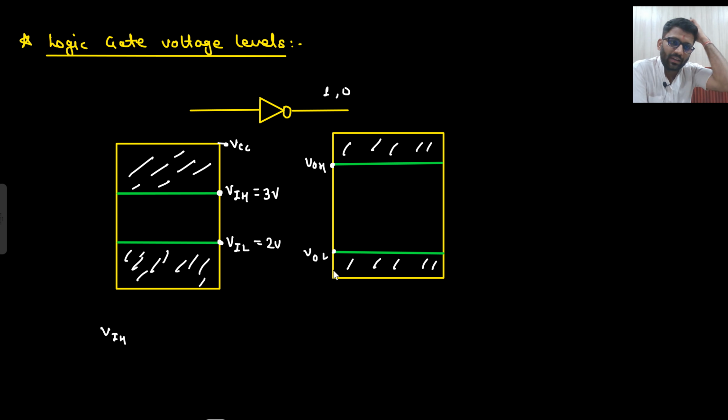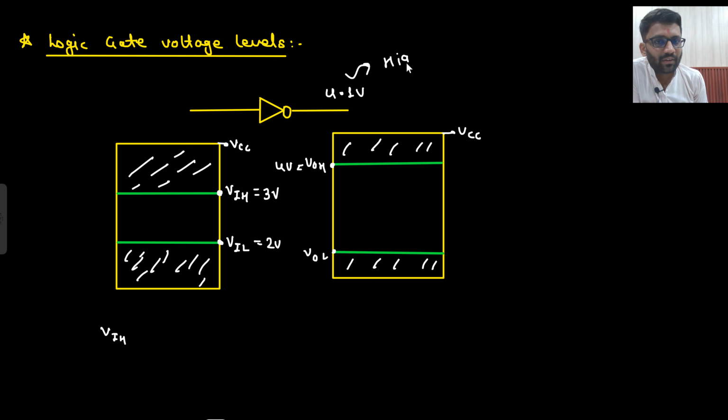So what is your VOH? VOH is the minimum value of output to consider as logic high. That means, let's just say if my VOH is 4 volt, this will be your VCC. If my VOH is 4 volt and if I receive 4.1 volt here, then I will get to know that yes, high output I am having. If I receive 3.2 volt here, I am not sure if it is high or low, right? But if I am receiving 4.5 volt here, I know it is high only.